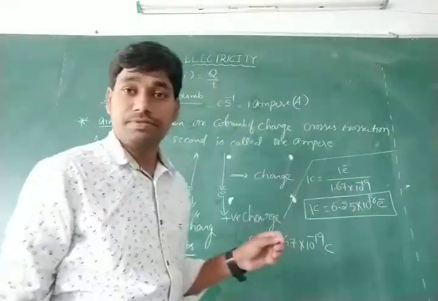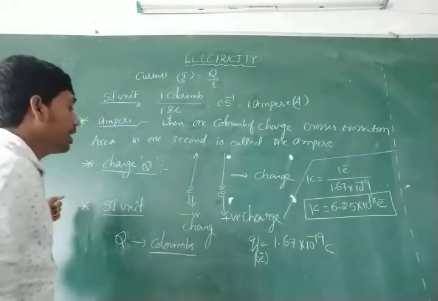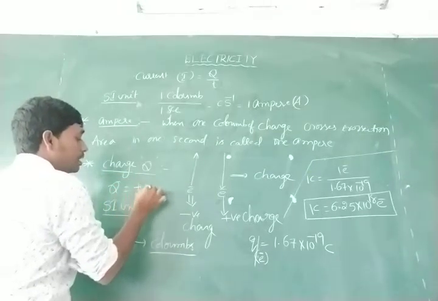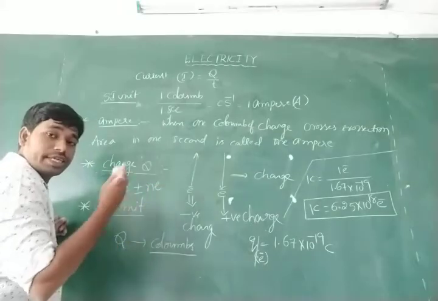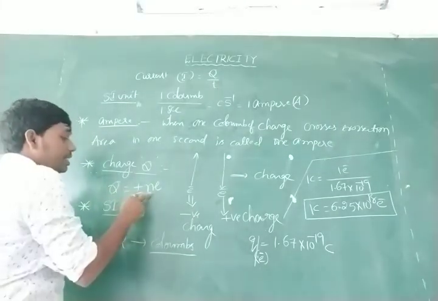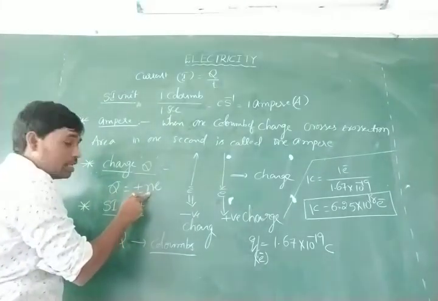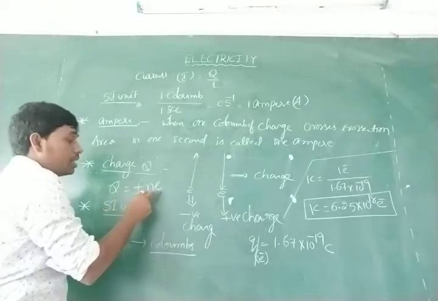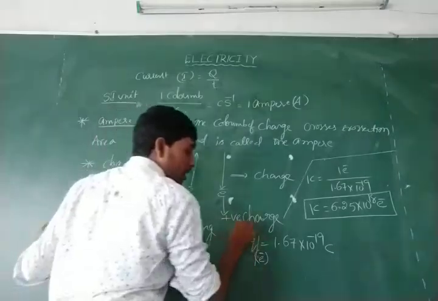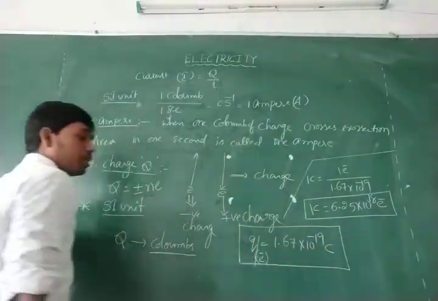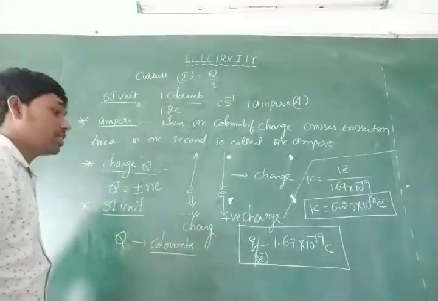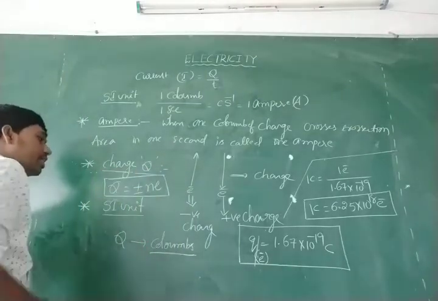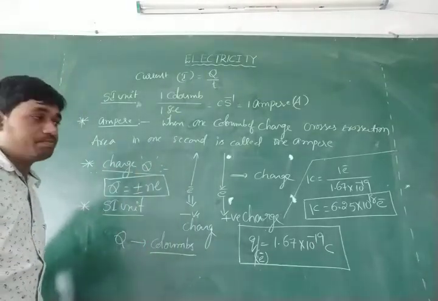So this is briefly about charge. Quantitatively, charge is Q equals plus or minus NE, or sometimes we write NQ, where N is a positive integer, plus indicating positive charge and minus indicating negative charge. E is the minimum quantity of an electron, that is 1.67 into 10 to the power of minus 19 coulombs. So quantitatively, charge stands for plus or minus Ne.